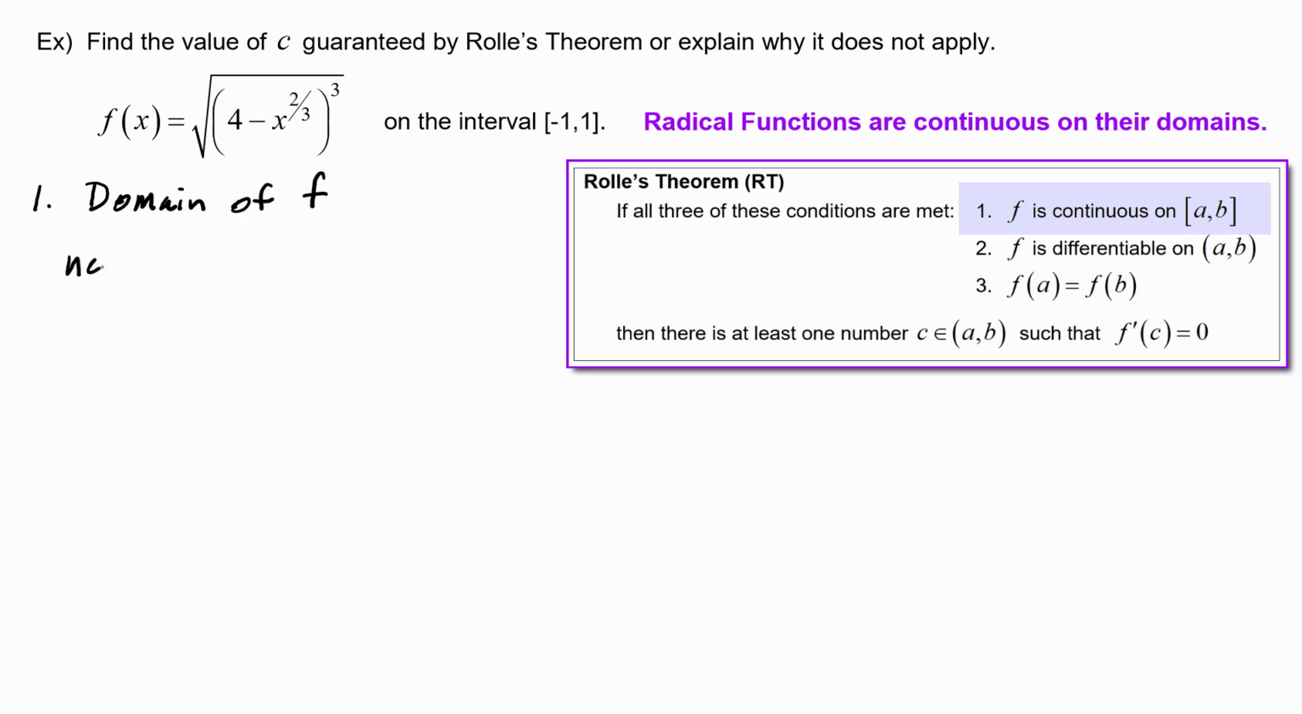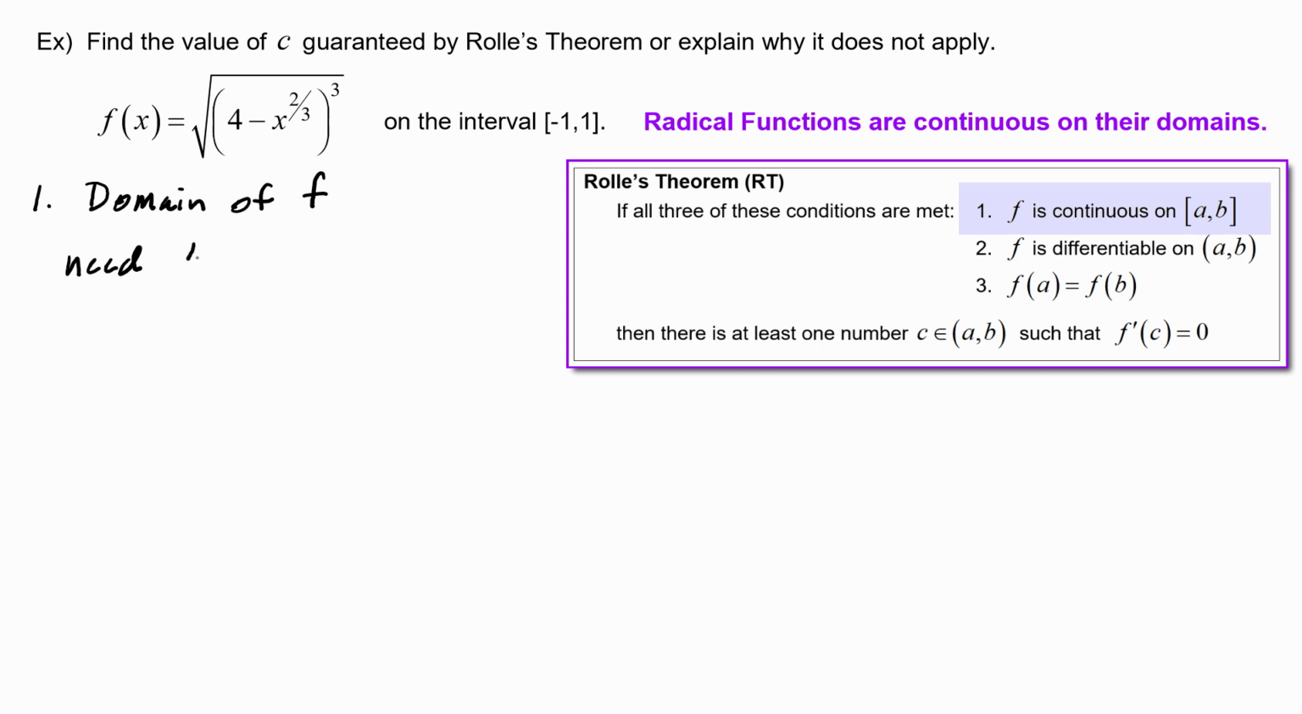We will need the expression under the radical to be greater than or equal to 0, because since square root is an even indexed radical, the domain is that you can only have values that are greater than or equal to 0. And because it's being cubed, whatever the sign of 4 minus x to the 2/3 works out to be, it will keep that sign. So if it's negative, it stays negative. If it's positive, it stays positive.